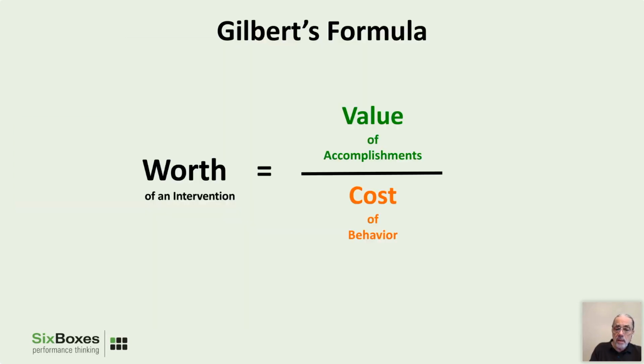Another really important topic these days is return on investment. And Gilbert, long before ROI was so widely talked about, back in the 70s when he wrote his book, talked about the worth of an intervention, like if we're doing a training program or introducing a new system or job aids or whatever, something intended to improve performance. We ought to look at the value of the accomplishments that it enables people to produce better or more, divided by the cost to do it.